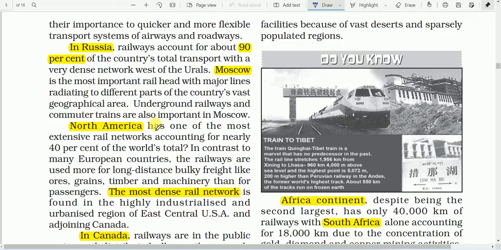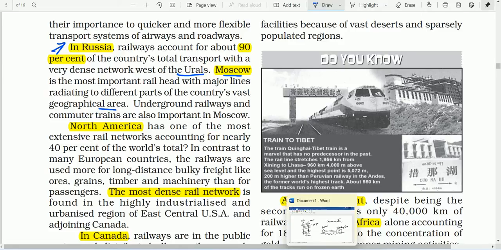Okay, let us continue. So in Russia, railways account for about 90% of the country's total transport with a very dense network west of the Ural Mountains. Because west of Ural, it is a highly industrialized area, and that is why we find a heavy railway network. Moscow is the most important railhead with major lines radiating to different parts of the country's vast geographical area. Underground railways and commuter trains are also important in Moscow.